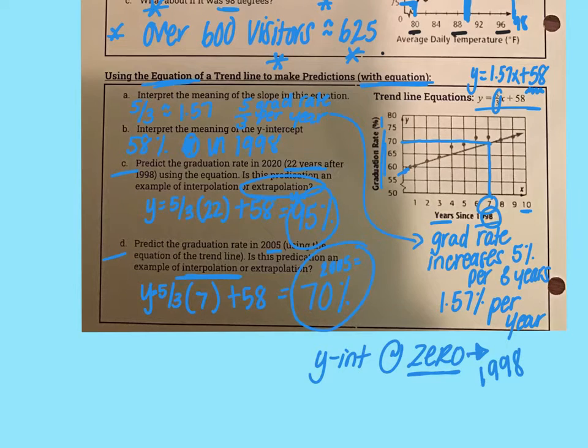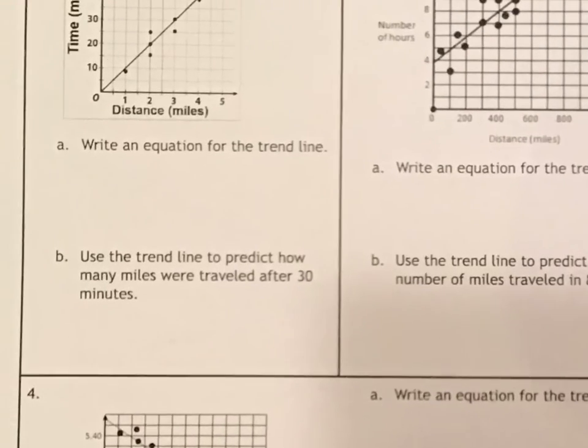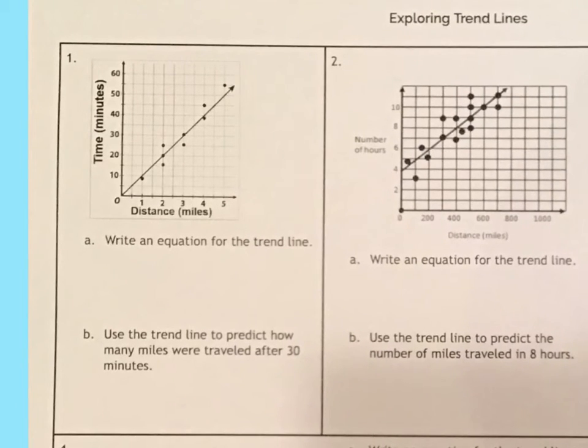Let's go ahead and look at that. Let's do a couple of these together. So I'm going to start with number 1. We'll do 1 together. It's really important that you read what it's asking you, because if it says use the trend line, you don't have to use the equation. If it says use the equation, you need to use the equation.